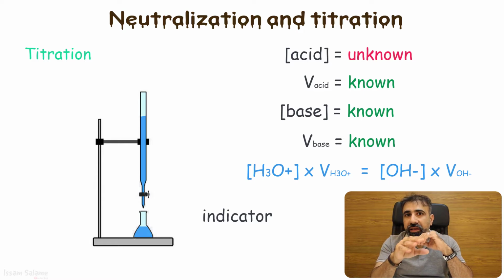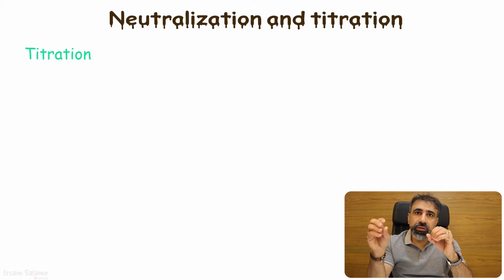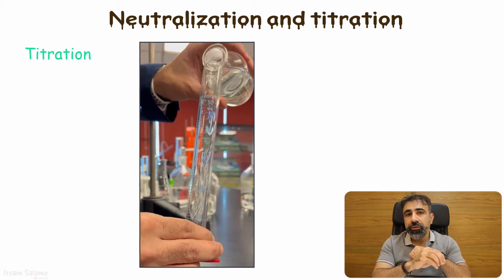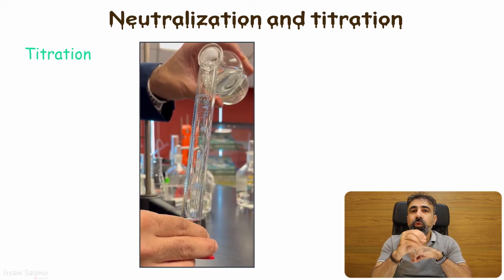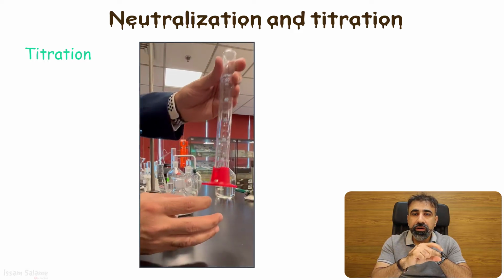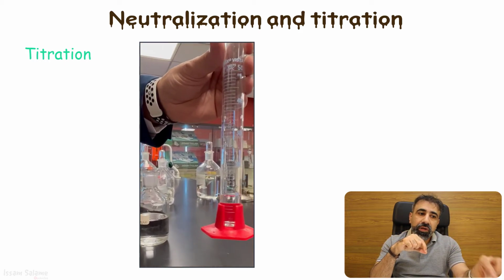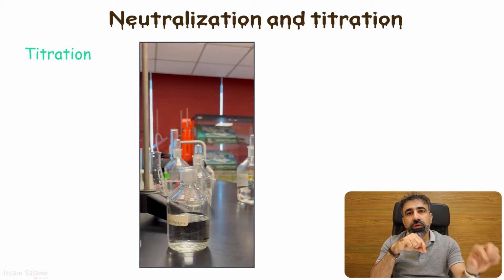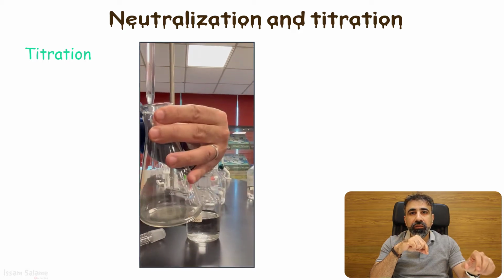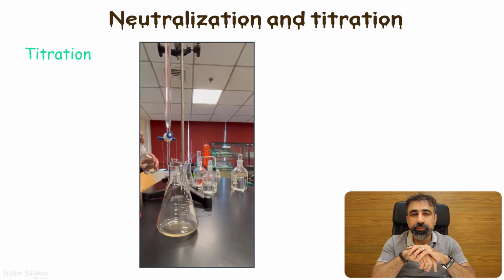I will show you a practical example that I did in the lab. I used the titration procedure to calculate the concentration of vinegar. Vinegar is a weak acid. I took 10 milliliters of vinegar. I used a graduated cylinder to measure the 10 milliliters. Some books advise you to use a burette to measure that amount. I added the 10 milliliters of vinegar to the conical flask, or the Erlenmeyer.